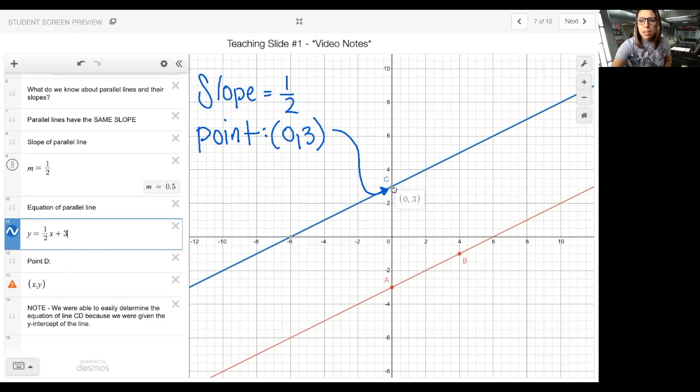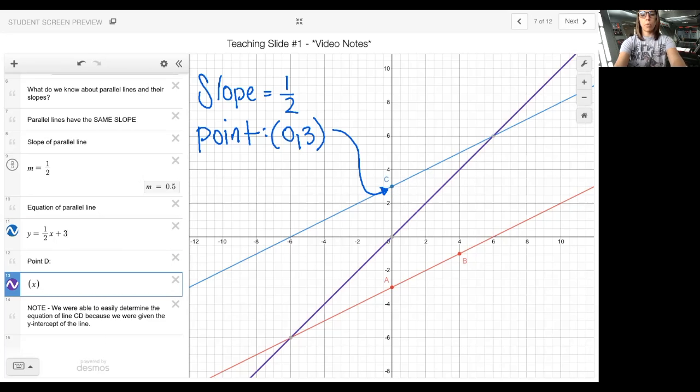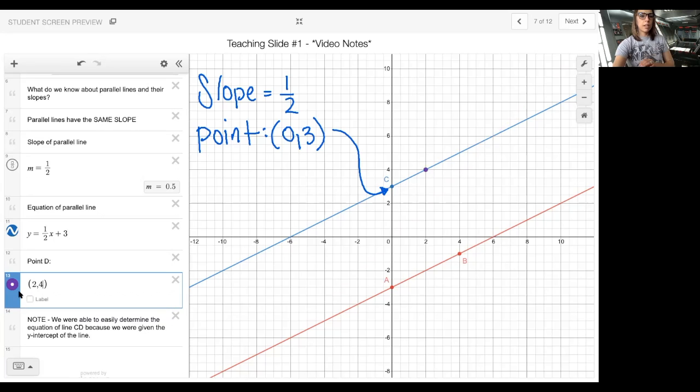So as I'm moving along here, I can just drag along, and it looks like there's a point at (2, 4). So I'm going to go ahead and label point (2, 4) as point D. Now, this doesn't have to be the coordinates of D. We just want to label any other point on this line, so now it has a name. And I'm going to go ahead and change that color to blue.